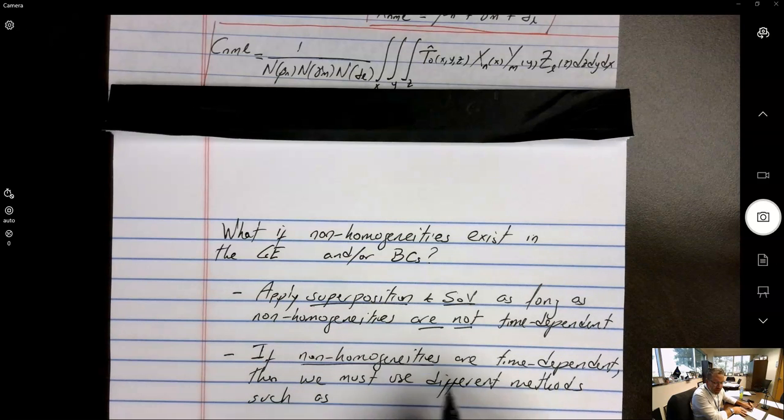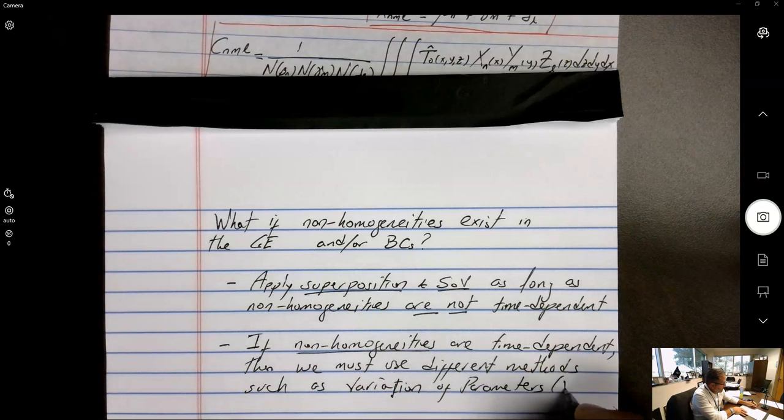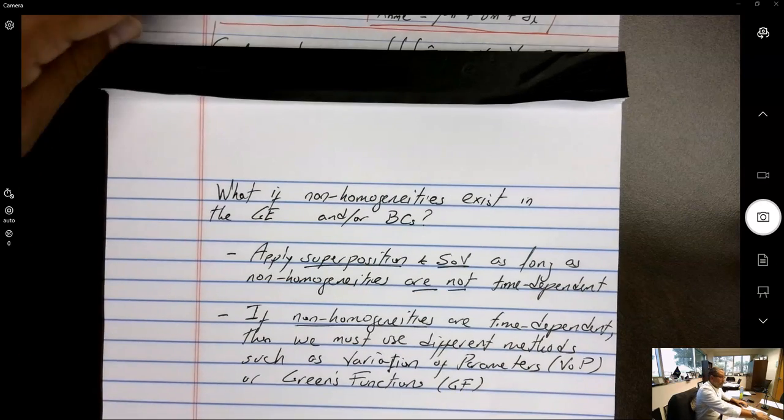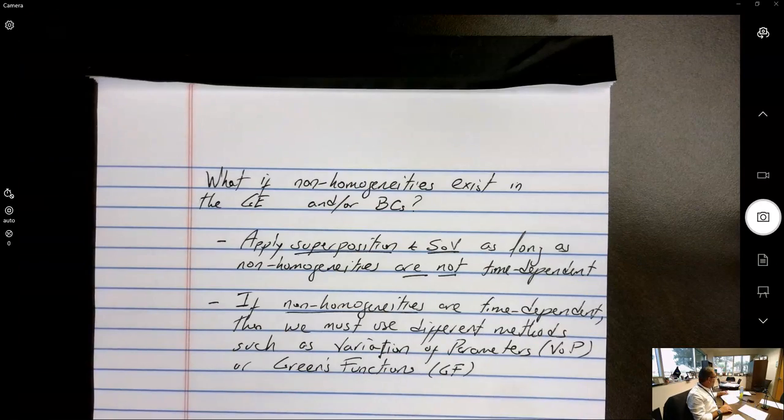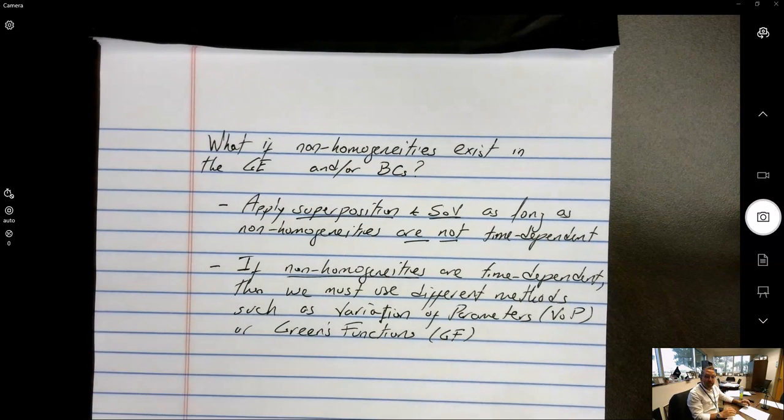such as, for example, there's a few, but one that comes to mind is variation of parameters, VOP, or Green's functions. Green's functions method. So that's two cases. There's also Duhamel's theorem that can help. But see, superposition and separation of variables doesn't work. You need to do something about conditions that are non-homogeneous and time dependent.